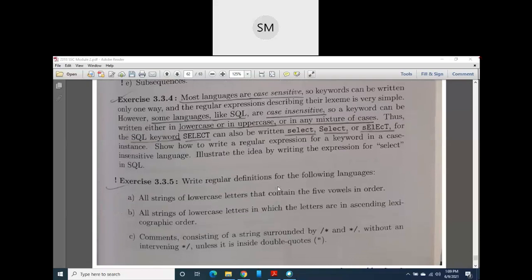So most of our languages are case sensitive. It means that if you write a string in small letters and somewhere else you write the same string in uppercase, then both of them are not equal. Okay. They are case sensitive. If you want to use that string in small letters, you have to use it in small letters only throughout your program.